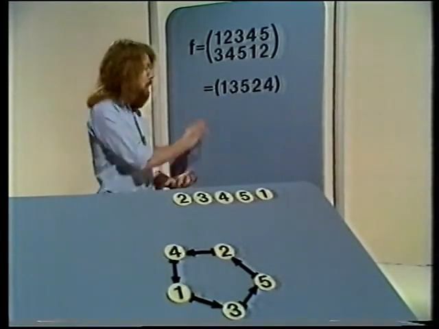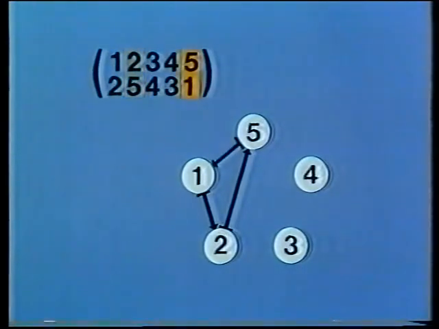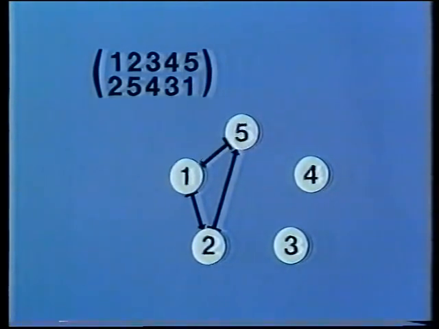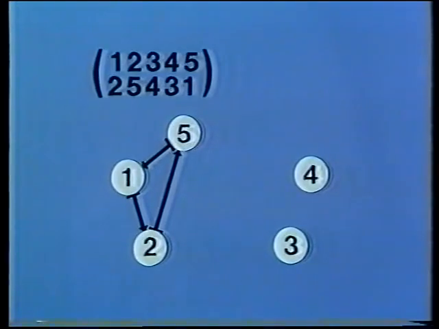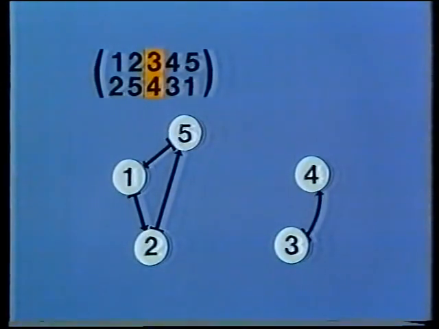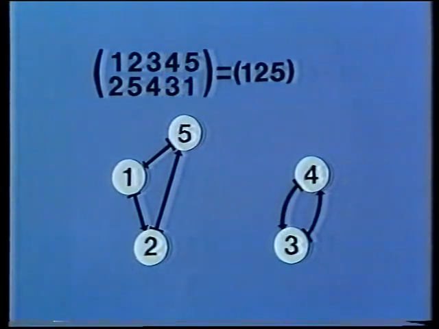But in general, the cycle structure of a permutation won't be as simple as this. If we look at this permutation, for instance, using the same representation as before, 1 goes to 2, 2 goes to 5, and 5 goes to 1. So the permutation cyclically interchanges 1, 2, and 5 in that order. But that doesn't cover the whole effect of the permutation, because we still have 3 going to 4, and 4 going to 3. So the permutation has a second cycle as well, the 2 cycle 3, 4. The whole permutation is the combination of a 3 cycle 1, 2, 5 and a 2 cycle 3, 4.